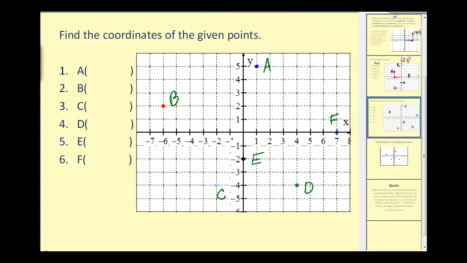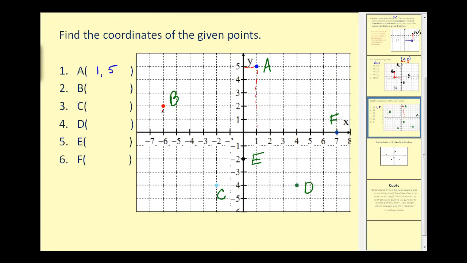Let's go ahead and try this in the opposite direction now. We're given several points that are plotted and we want to identify the coordinates. Well, the easiest way to do this is just draw a line straight to the x-axis and straight to the y-axis. And we can see the x-coordinate is positive 1 and the y-coordinate is positive 5. So A has the ordered pair (1, 5). We do need to be careful that we list the x-coordinate first.